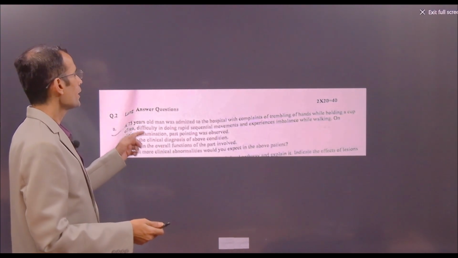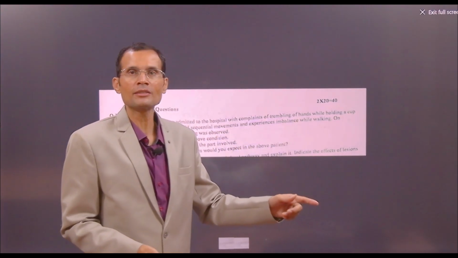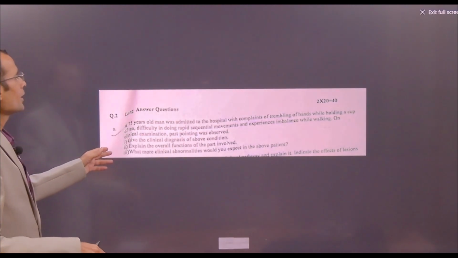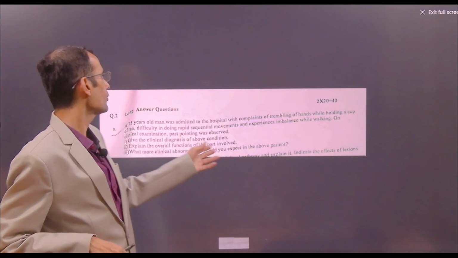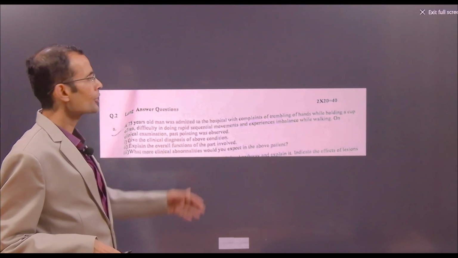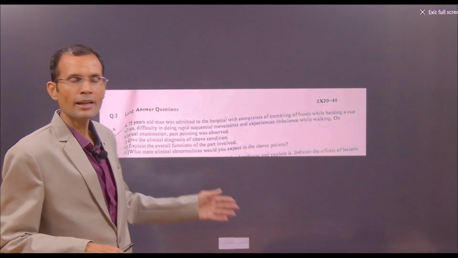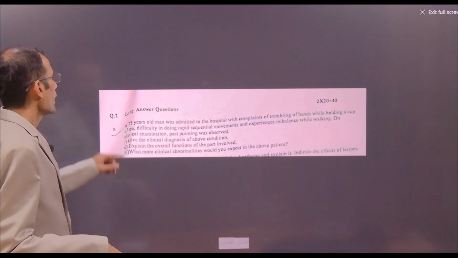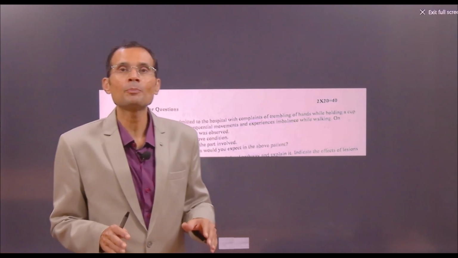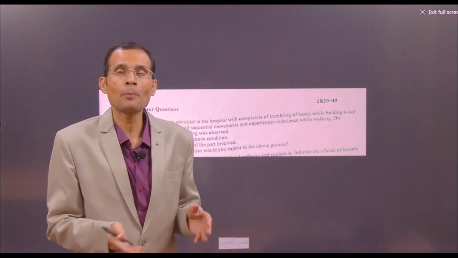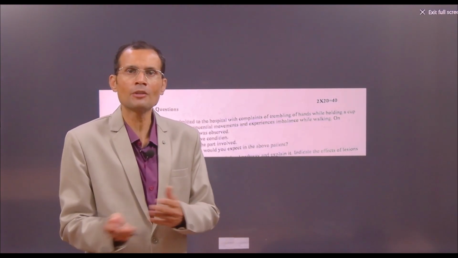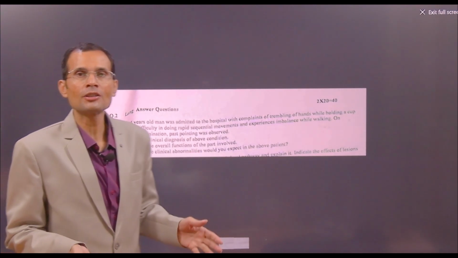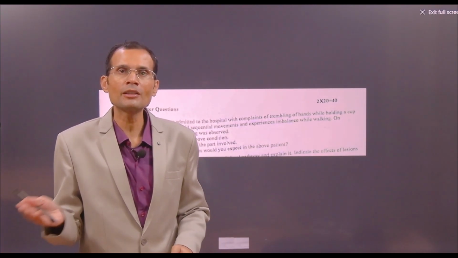Okay, so they have not given the key phrase as adiadochokinesia. Instead, they have given difficulty in doing rapid sequential movements. So by now it is clear that the question is on cerebellum. And then give the clinical diagnosis of the above condition. They have also mentioned past pointing was seen, etc., etc. It's clear that this is cerebellum. So this is a cerebellar disease. Explain the overall functions of the part involved. Overall functions of the part involved means cerebellar functions, and clinical abnormalities that you would expect in the above patient. Cerebellar lesions, effects of cerebellar lesions.